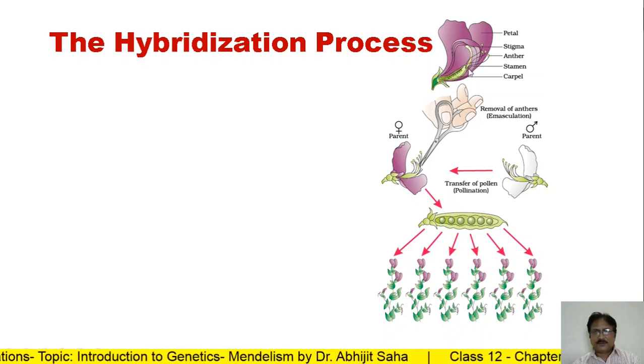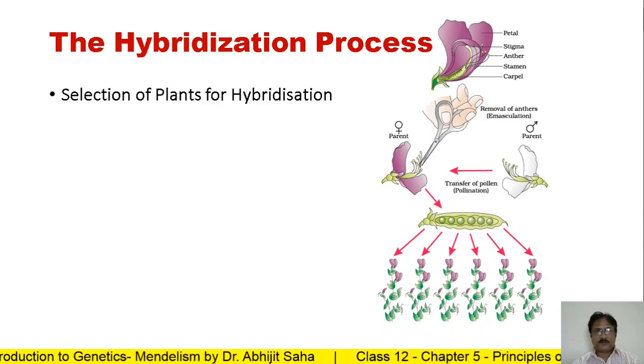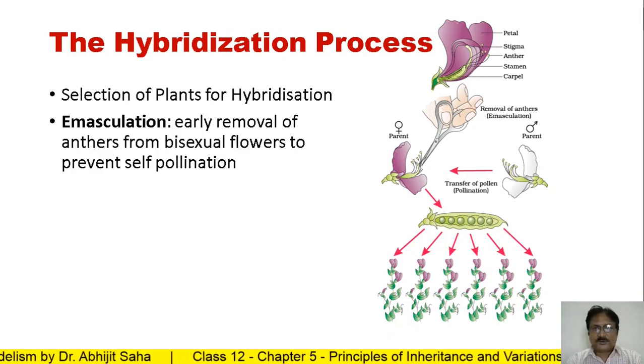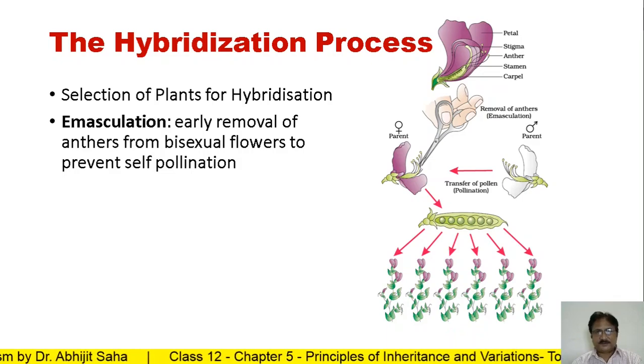In a bisexual flower, there is every possibility that there will be self-pollination. So to prevent this, some control mechanisms have to be taken. To do any hybridization process, the first step is selecting the plants for hybridization. Plant A, plant B of the same species have to be identified. This identification includes deciding transfer of pollen grains from which plant to which plant.